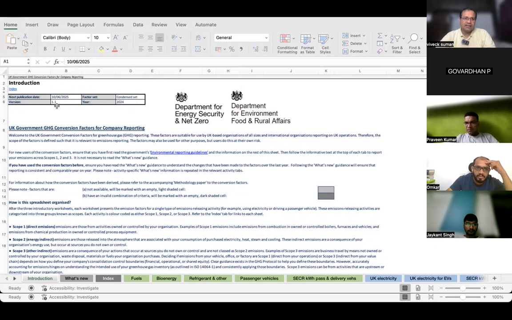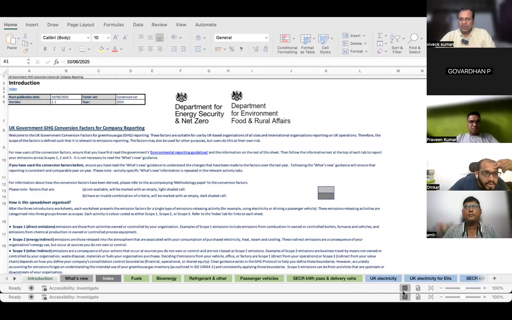Okay, are you guys seeing it? June 2026. Can you see that? Is it visible? Yes, yes. Okay, so June 2026 is the date, which is the version. This is the first version of this year. So Praveen got it right. Everybody can download from the condensed set.